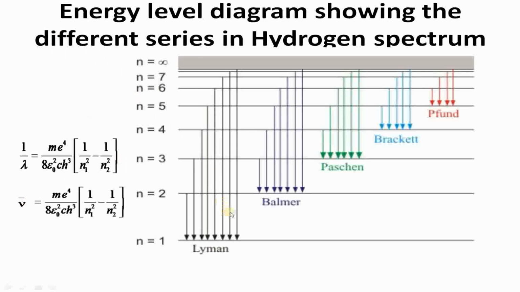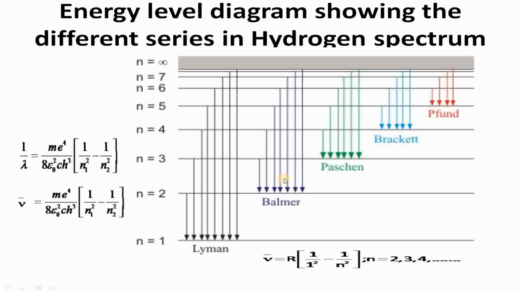So, to get the Lyman series, we have to substitute n1 is equal to 1, n2 is equal to or greater than 2. This is the formula for getting the Lyman series. Here n1 is equal to 1 and n2 is equal to n. n can take any value, that is, n is greater than or equal to 2. As we can see here, n is equal to 2, 3, 4, because n1 is equal to 1, n2 may take any value from 2 onwards.